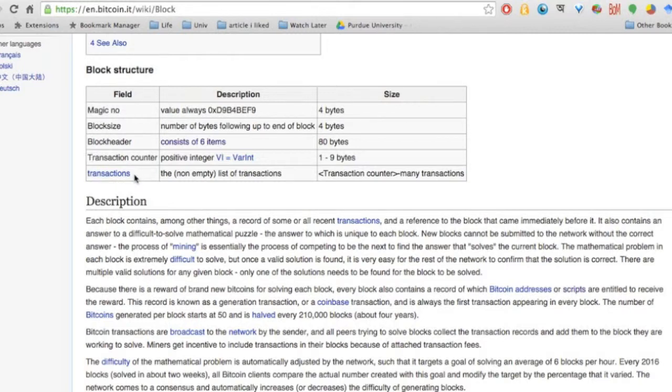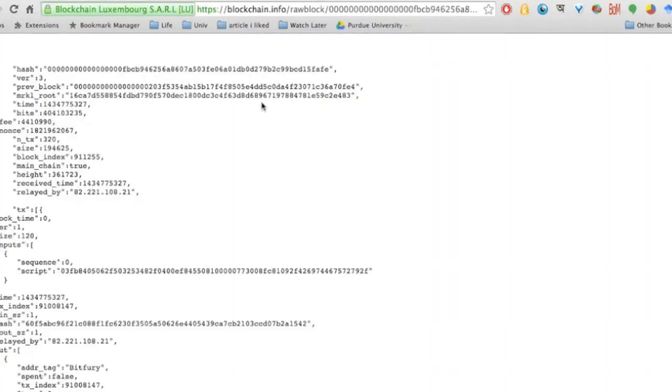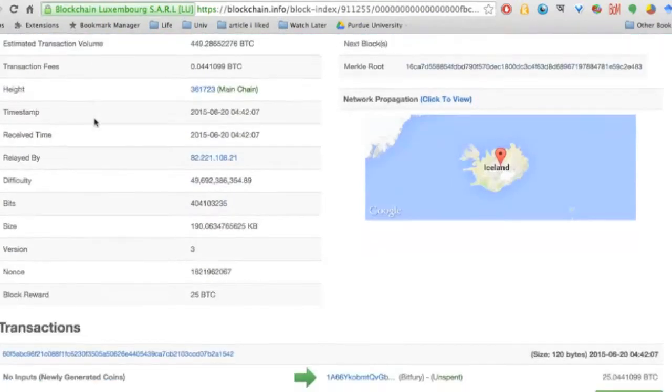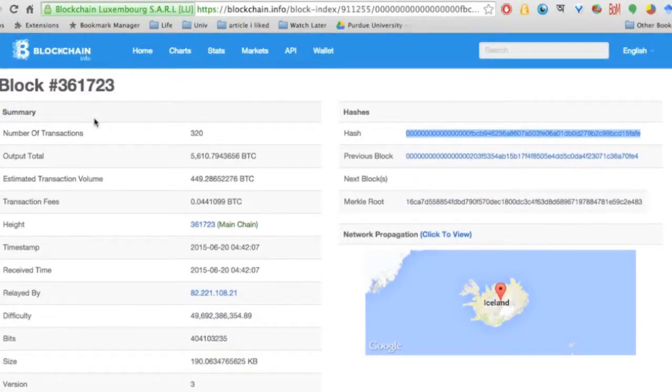So basically, what is Bitcoin? If you think of Bitcoin as a currency, that means when you are buying something from somebody, you are paying him or her or that merchant with Bitcoin. That means you are making a transaction. So if we look at blockchain.info, for example, this is a recent block.